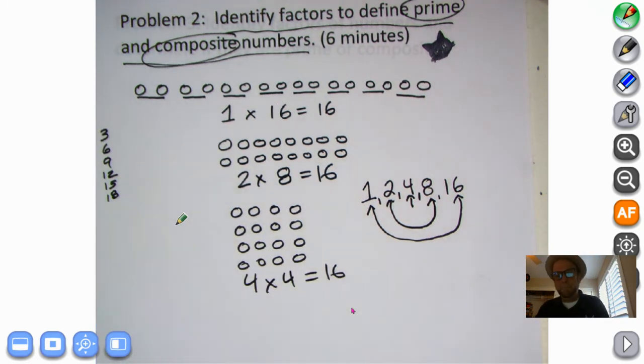And we call this number a composite number. Say that out loud. Composite.